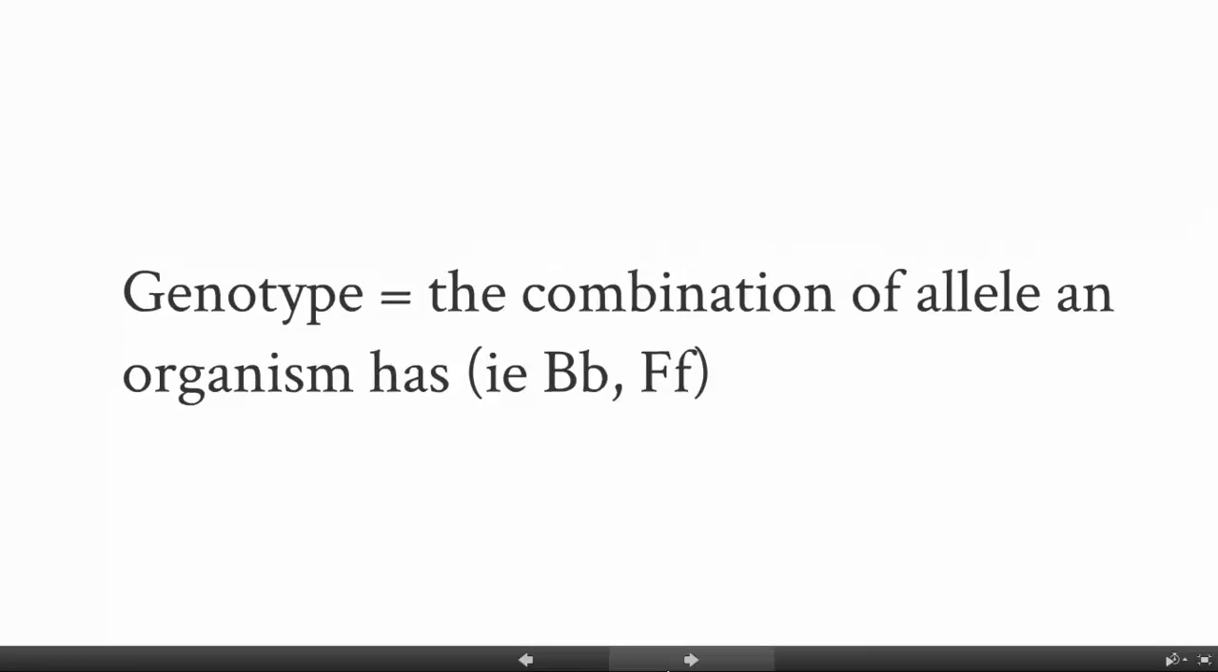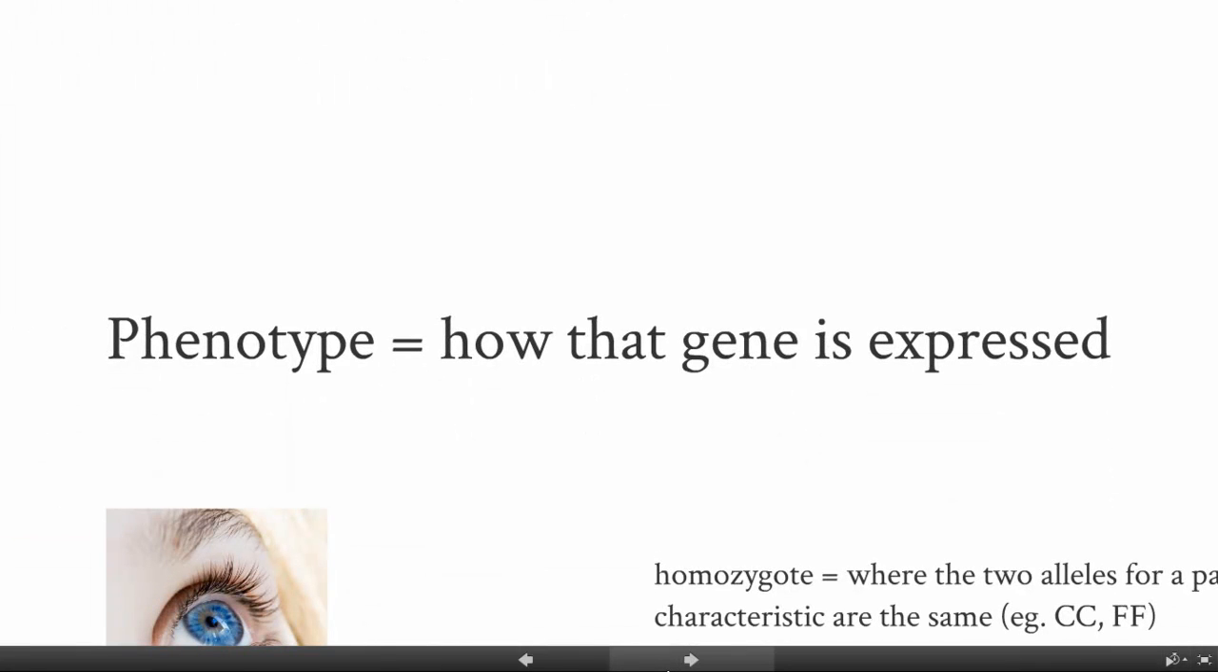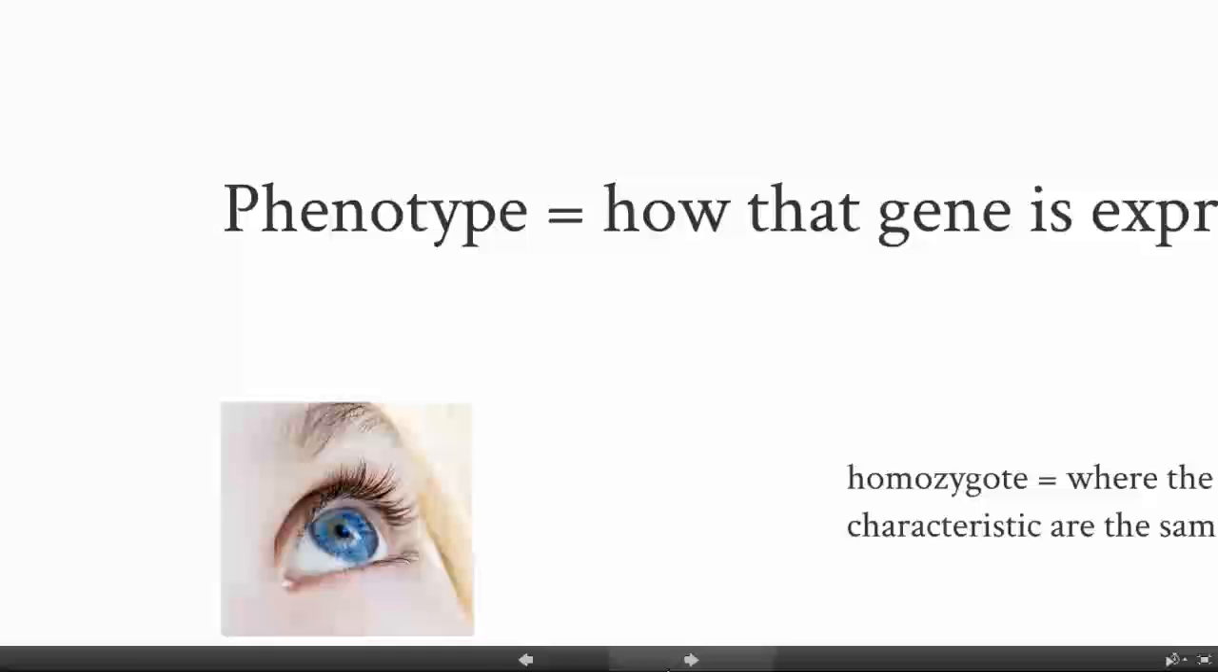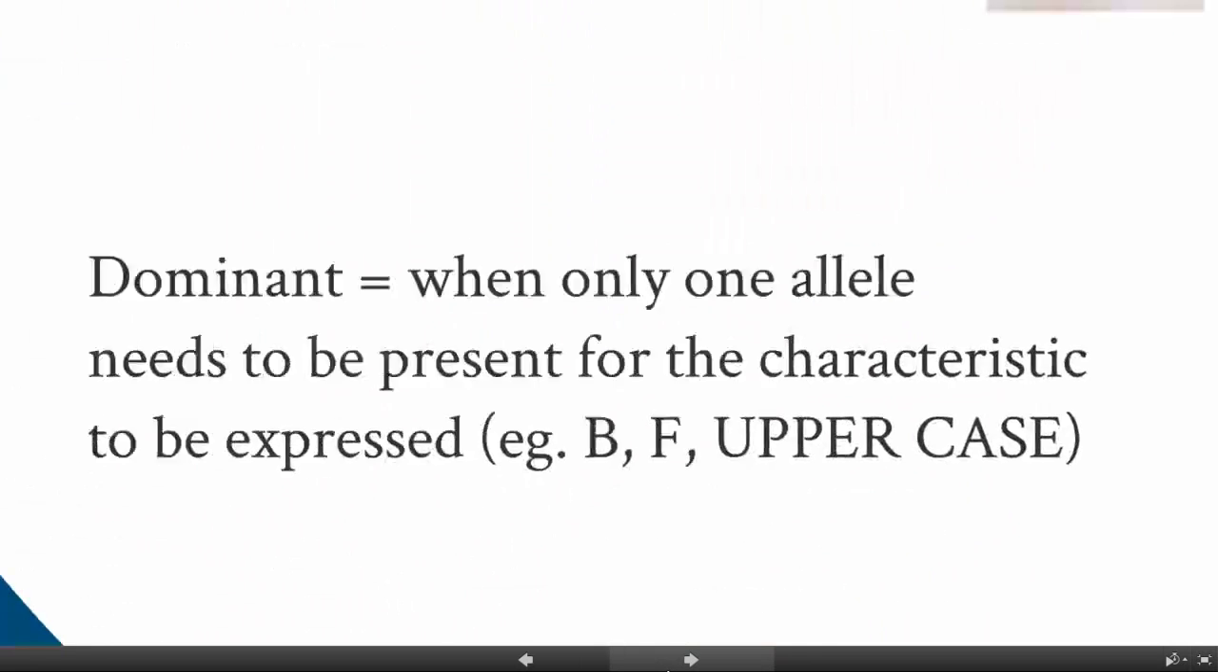The next term is the genotype, and that's the combination of alleles an organism has. They're usually represented by letters, so big B small b or big F small f. The phenotype is how that's expressed within the organism. Blue eyes, brown eyes, whether you've got cystic fibrosis or whether you don't have cystic fibrosis are all examples of phenotypes.